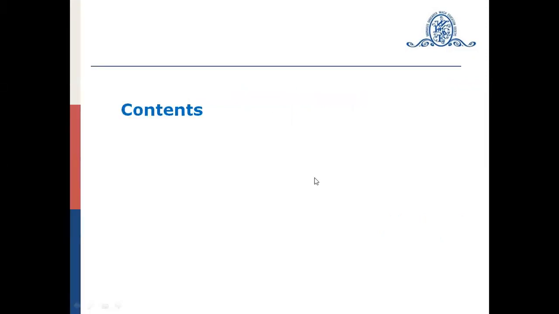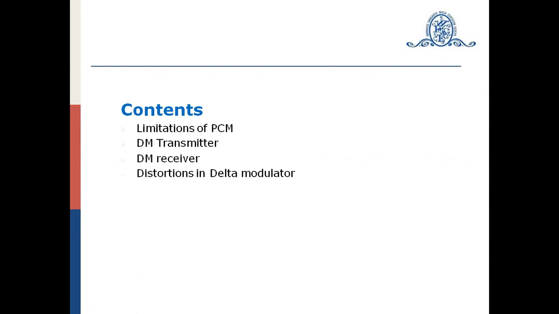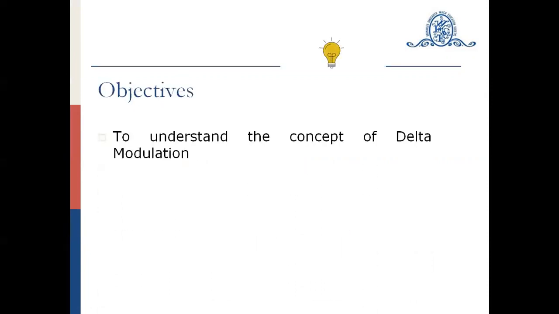So let us start. The contents of this lecture are limitations of PCM, delta modulator transmitter, delta modulator receiver, distortions in delta modulator, as well as conditions to avoid distortions in delta modulation. Let us see the objectives.